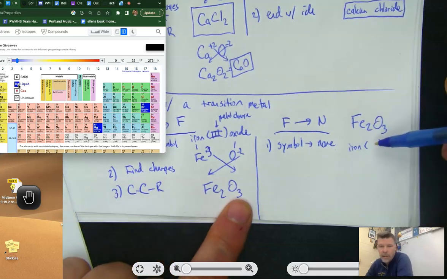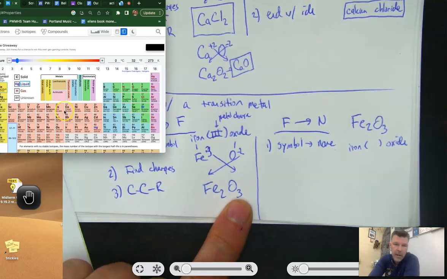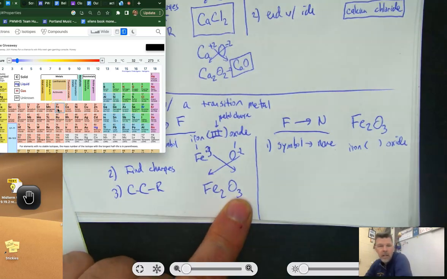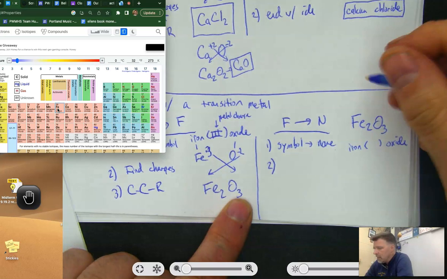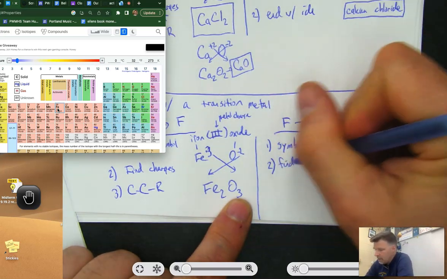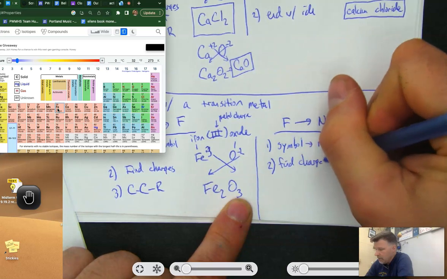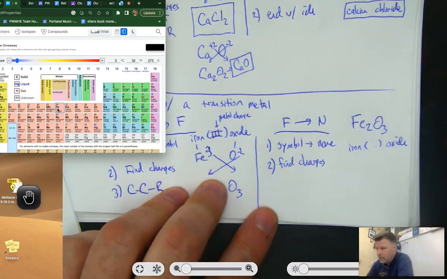And I know I'm going to need Roman numerals here because this is ionic, metal, non-metal, and iron is coming from the center part of the periodic table. So this pink block on this table is the transition metals, and they're going to need a Roman numeral. So how do you do it? Step 2, you're going to have to find their charges, just like you did before, but again, because the metal's charge needs to go here in the Roman numerals.